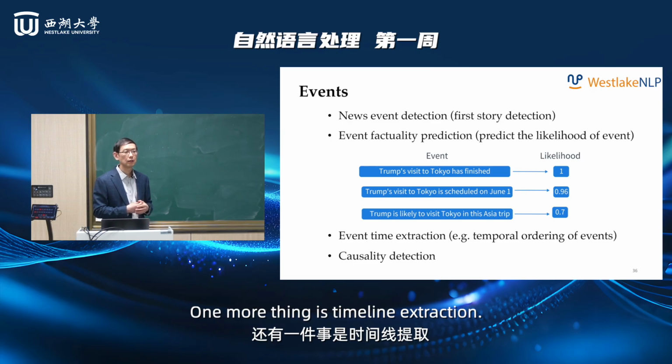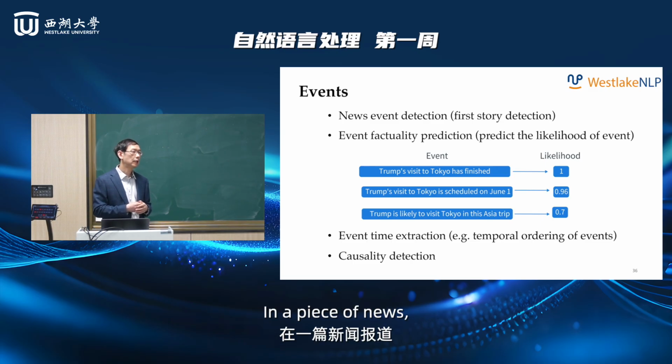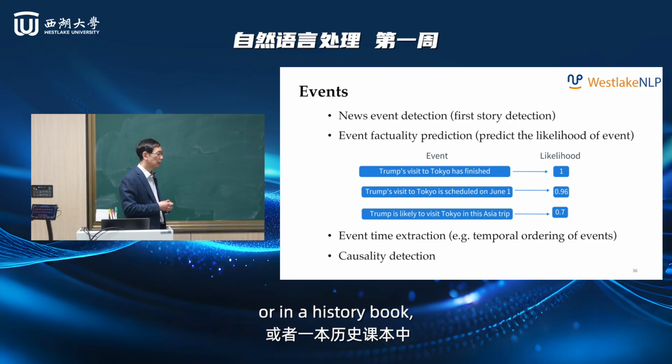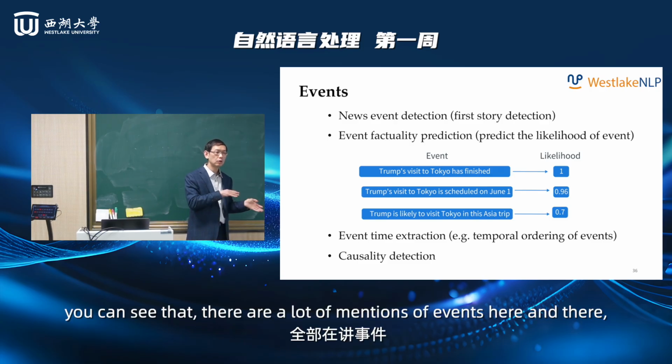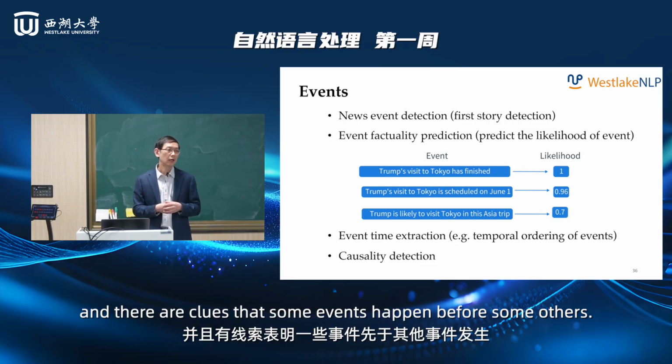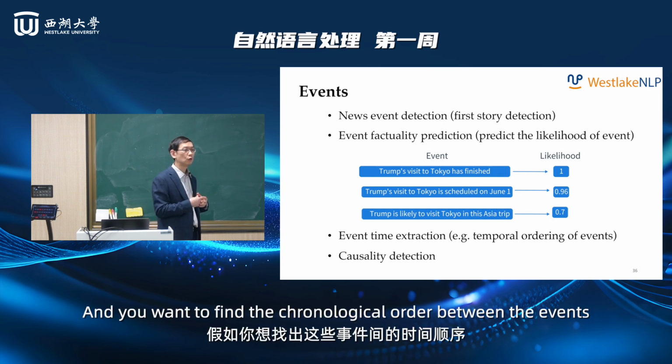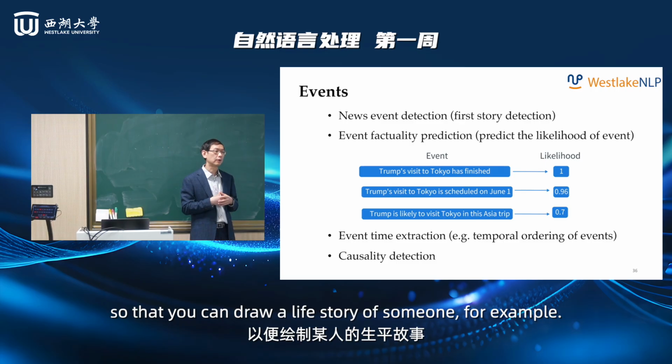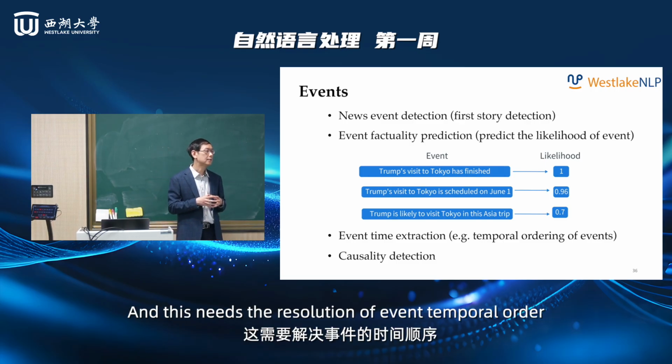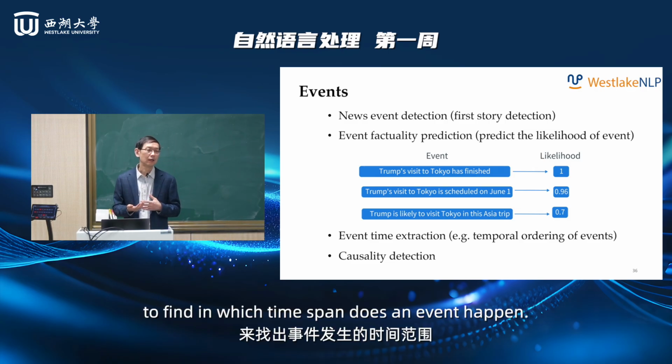One more thing is timeline extraction. In a piece of news or in a history book, you can see that there are a lot of mentions of events here and there, and there are clues that some events happened before others. You want to find the chronological order between the events so that you can draw a life story of someone, for example. And this needs the resolution of event temporal order to find in which time span an event happens.